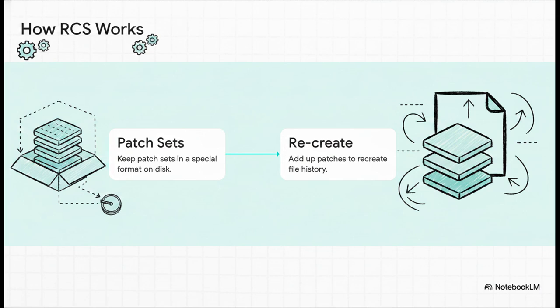It's really interesting to see how popular early tools like RCS actually functioned. Instead of manually copying whole files over and over again and eating up space, these local systems utilized a simple database that kept all the changes to your files under revision control. RCS worked by keeping what they call patch sets, which are just the specific differences between files in a special format right there on the disk. Then, it could reliably recreate what any file looks like at any specific point in time just by adding up all those patches.